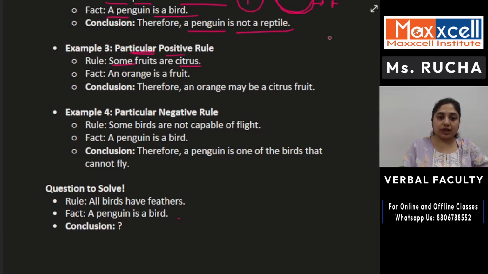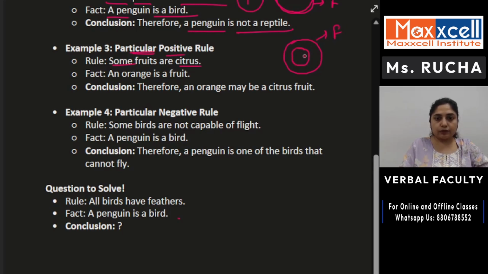So some fruits are citrus. So this is the circle of fruits, let's say. Okay, all fruits. Now out of this, some fruits are citrus. The next statement is an orange is a fruit. Now this orange may be a part of this group or may be a part of this remaining circle, but that we don't know because nothing about that is mentioned. So it is like maybe or may not be, right?